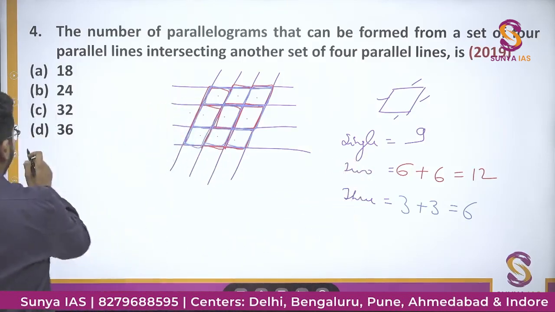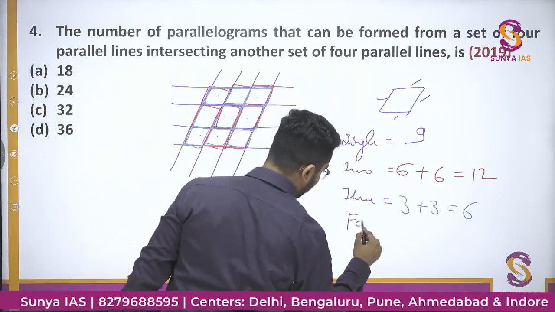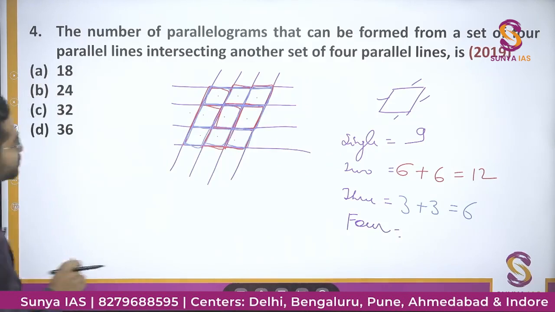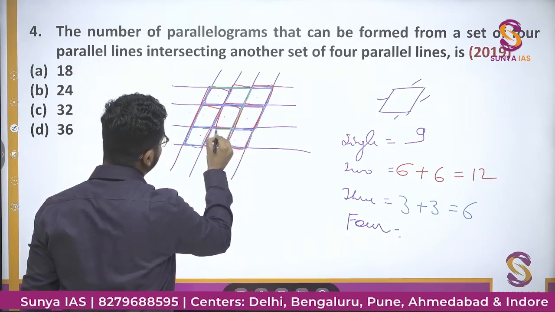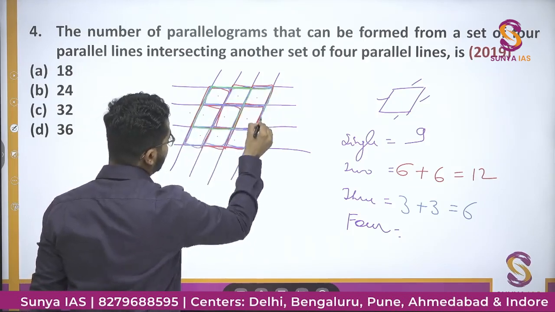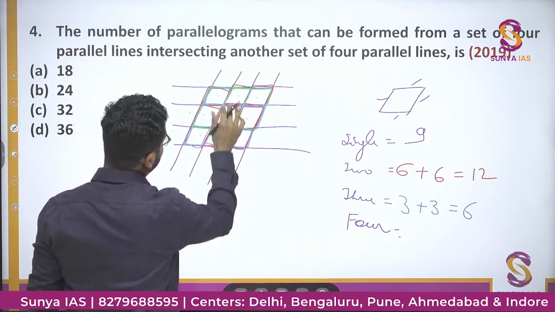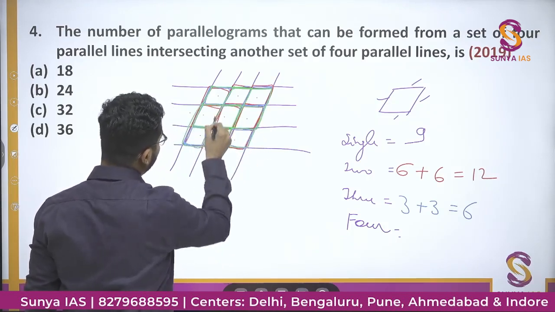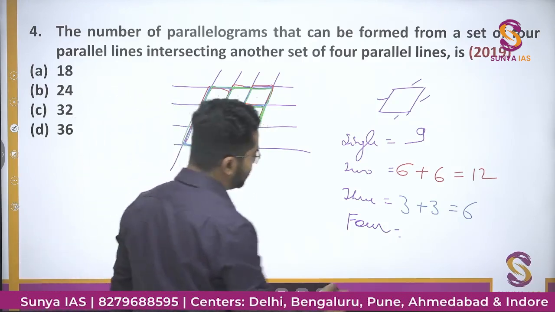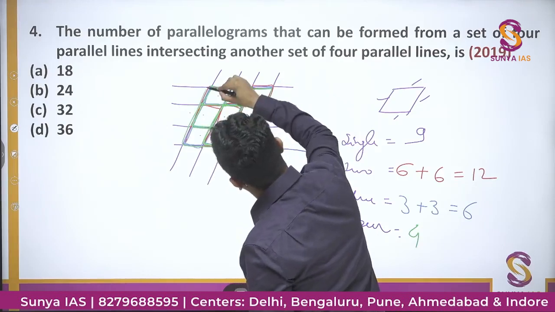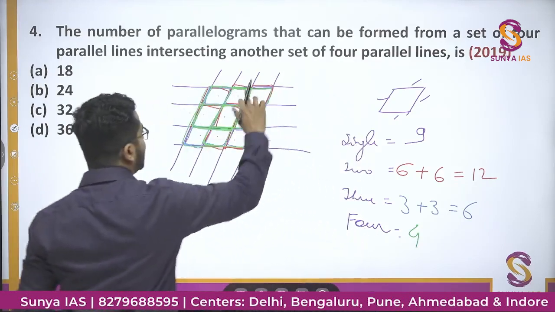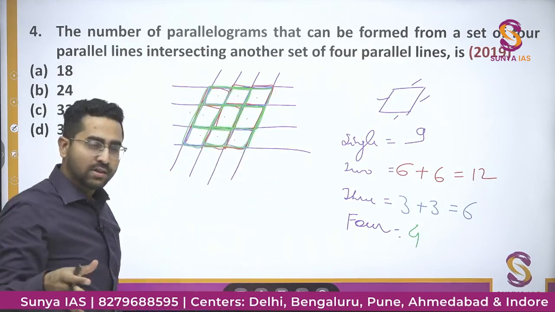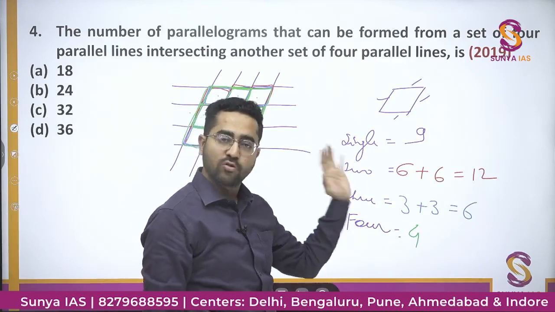Now if I take four parallelograms, how many are formed from four? This we have to see now. This is 1, 2, then this is 3, and this is 4. So 4 are these. If I look like this, this is already counted. Either look like this or like this, this is the same parallelogram. That means like this or like this, we will get all four parallelograms the same. So how many 4-wale are there? 4 in total. Okay?